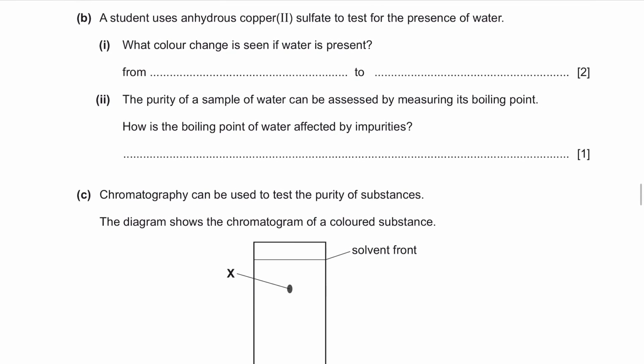Part B. A student uses anhydrous copper 2 sulfate to test for the presence of water. What color change is seen if water is present? Since it was an anhydrous copper 2 sulfate, initially it will be white. Then in the presence of water, this will be hydrated and it will turn blue.